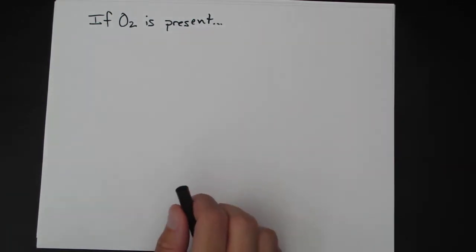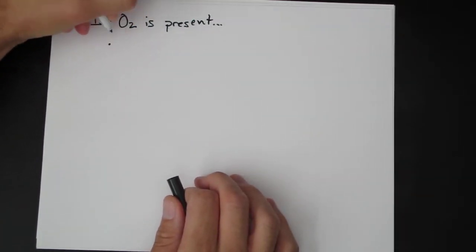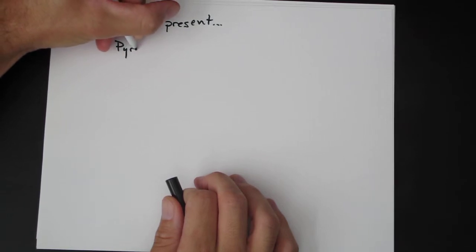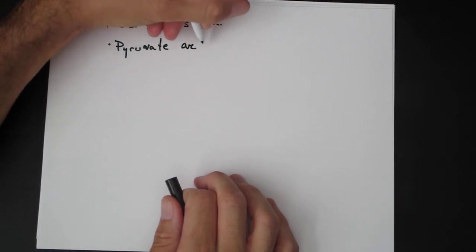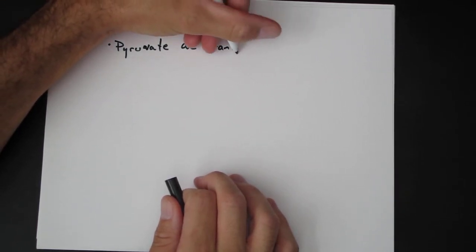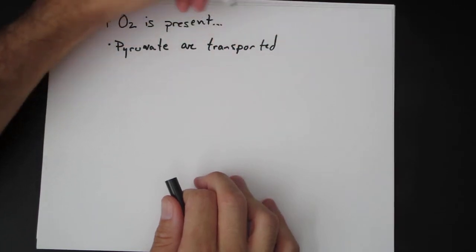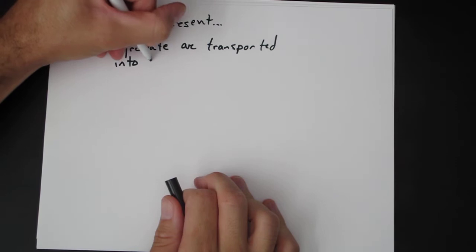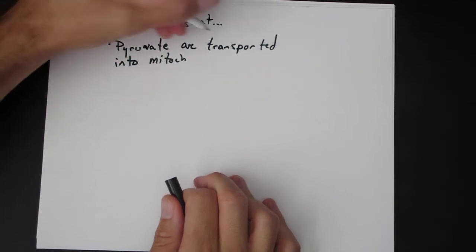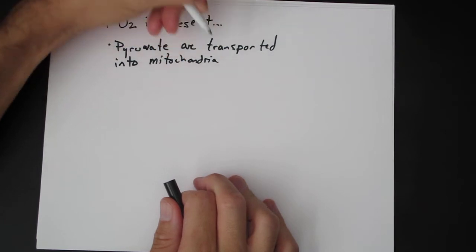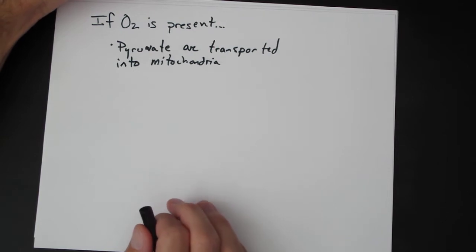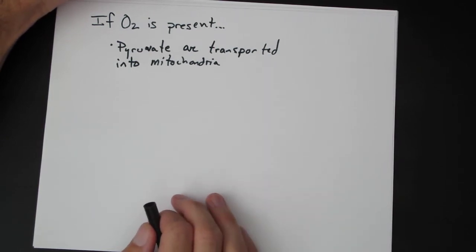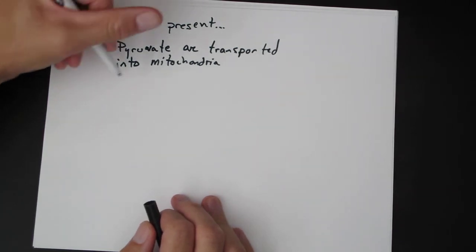If oxygen is present in the system, the pyruvate that were created during glycolysis are transported into mitochondria. And this is why mitochondria are required for this step, as well as oxygen. It's because this is going to happen almost right away. All right? Those pyruvate are going to get converted into something called acetyl-CoA.